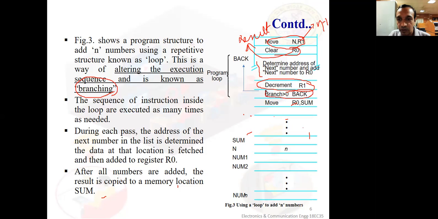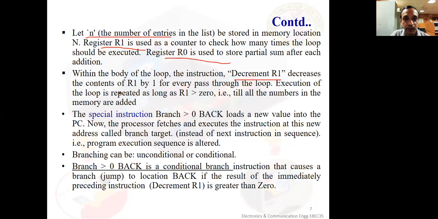This is the new instruction we are going to see here, branch. Branch means jump to that particular address or location based on the condition. If all the numbers are not yet added, you will go back and repeat the same addition process. If all the numbers are added, then this condition fails, and you'll come to the next instruction outside the loop. As long as the condition is true, you are inside the loop. R1 will be decremented by 1 in every pass, and as long as R1 is greater than 0, you will be doing the addition operations.